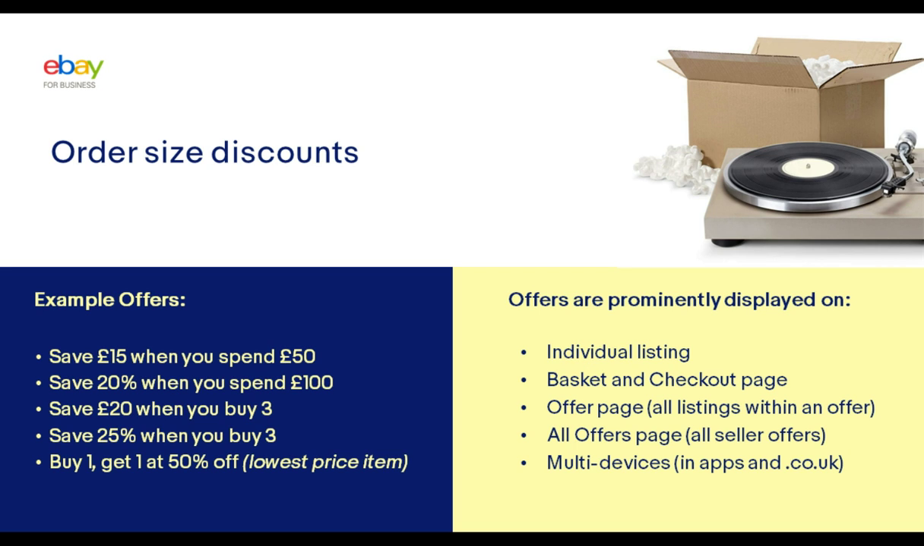For order size discounts, we've got some examples on the screen here. When you set that one up, it's going to be prominently displayed on your individual listings, on the basket and the checkout page. There's going to be a flash drawing people's attention to that. It'll be on an offer page where all of the items that are in that promotion are going to be put together on one page. There's also an all offers page where people can look at all the different deals that you've got. And it will show on multiple devices, on apps on mobile phones, and on the desktop version of the site as well.